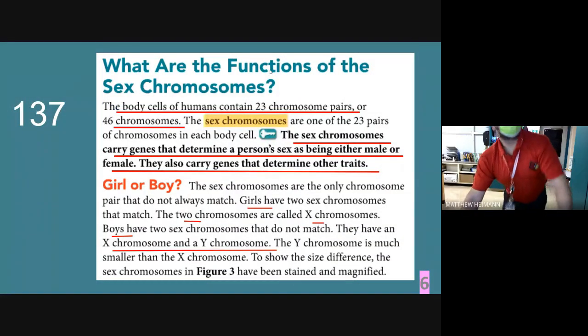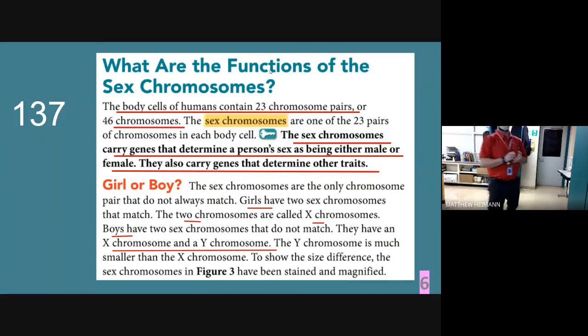All right, what are the functions of the sex chromosome? The body cells of humans contain 23 chromosome pairs, 46 chromosomes. The sex chromosomes are one of the 23 pairs of chromosomes in each body cell. The sex chromosomes carry genes that determine a person's sex as being either male or female. They also carry genes that determine other traits. Girl or boy, the sex chromosomes are the only chromosome pairs that do not always match.